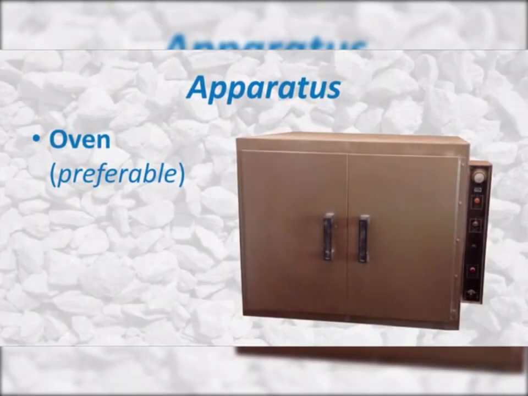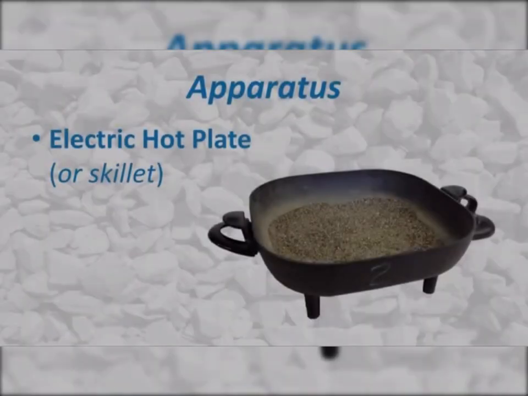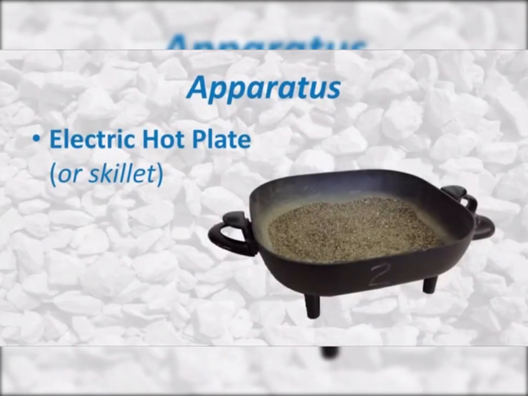An oven capable of maintaining 230 plus or minus 9 degrees Fahrenheit shall be used for this test method. When tests are performed in the field where ovens are not available, test samples may be dried in suitable containers over an open flame or electric hot plates with sufficient stirring to prevent overheating.